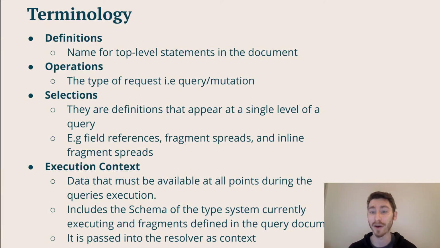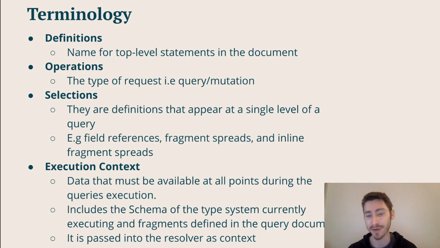So before we go any further, here are some of the common terms that you might find. There's definitions, which is the name for a top-level statement in the document. Most GraphQL types you define will be object types, and they will have name and description fields. Then there's operations, which is the type of request: is it a query or a mutation? There's selections. They are definitions that appear at a single level of a query, for example, field references, fragment spreads, and inline fragment spreads. And you can see more of that in the spec to look up those terms.